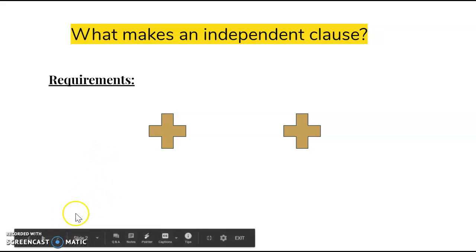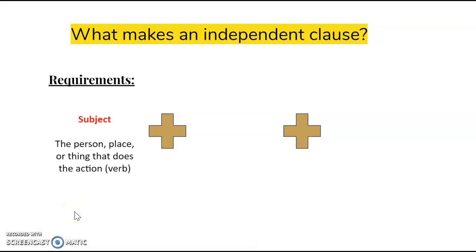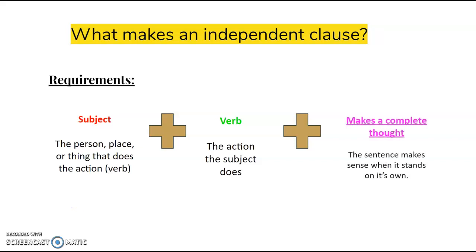What makes an independent clause? An independent clause has a subject, which is the person, place, or thing that does the action, a verb, the action the subject does, and it makes a complete thought. So the sentence makes sense when it stands on its own. Sometimes you have a subject and a verb, but it might not make a complete thought. So you need all three of these things to make an independent clause. And something we're going to talk about today is how to combine independent clauses together.